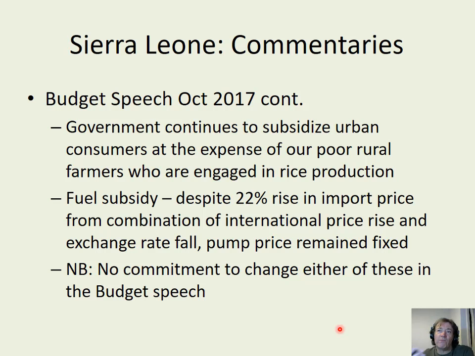The problem is that effectively what we're doing, he's saying, is an urban bias: we're subsidising urban consumers at the expense of people in the rural areas who are producing the rice. We're trying to keep rice prices down and subsidise that, but that means the farmers growing it are not being rewarded. We're subsidising fuel, but that means expenditure is going on people that are able to travel, and it's pushing up inflation, and it's not helping our deficits.